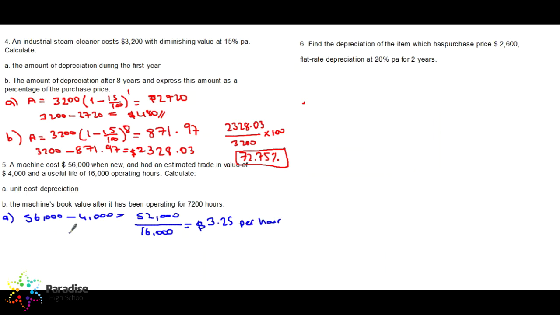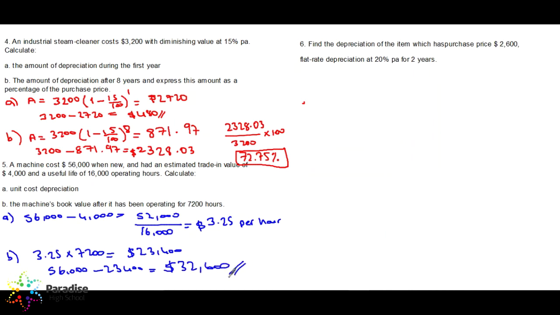The machine book value after it has been operating 7,200 hours. If 1 hour it loses $3.25, so 3.25 times 7,200. So it will lose 23,400 kina of its value. So what is the book value then? 56,000. It will lose $23,400 of its value. 56,000 minus 23,400. That makes $32,600. The book value.